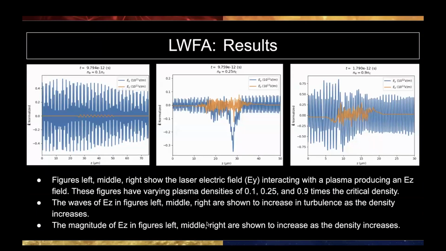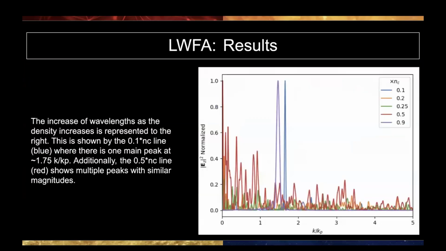So the results: the figures left, middle, right show the laser electric field interacting with the plasma. This produces an EZ field. These figures have varying plasma densities of 0.1, 0.25, and 0.9 times the critical density. The waves of EZ are shown to increase in turbulence as the density increases, as well as increasing in magnitude. So altogether, for the 5 trials of different simulations that I did, the increase of wavelengths as the density increases is represented in the right graph.